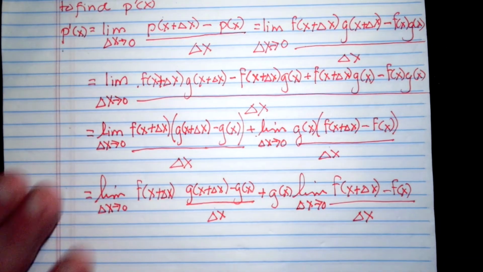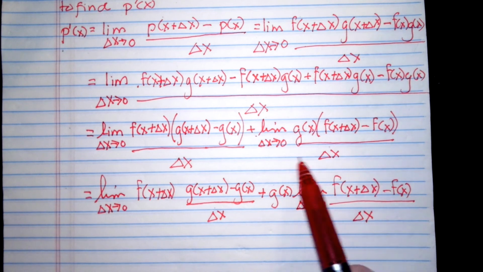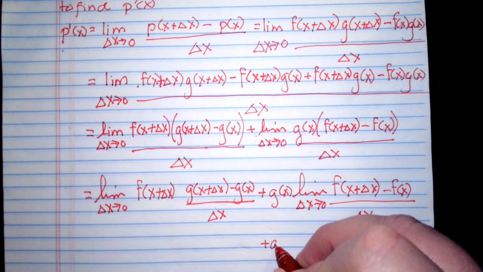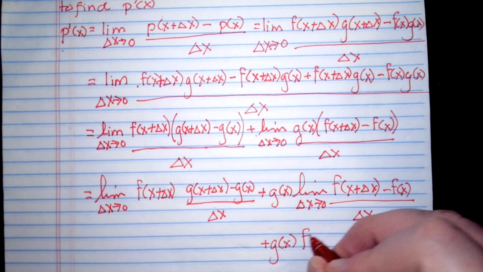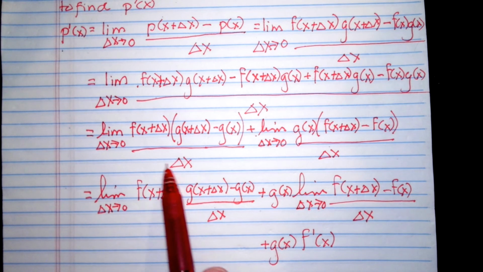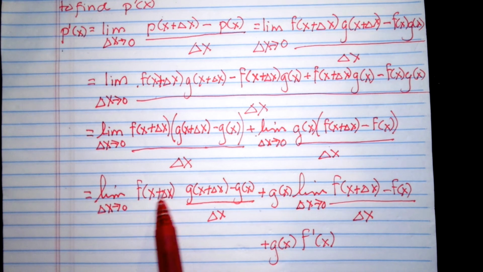Now, I hope that some of this is starting to look familiar. This part in particular, the limit as delta x tends to 0 of f of x plus delta x minus f of x all over delta x, that is the definition of f prime. So I'm going to replace that with f prime of x. That looks like part of what we need. Alright, now, as delta x tends to 0, what's going to happen here is that this delta x is just going to go away, and this is going to leave us an f of x.